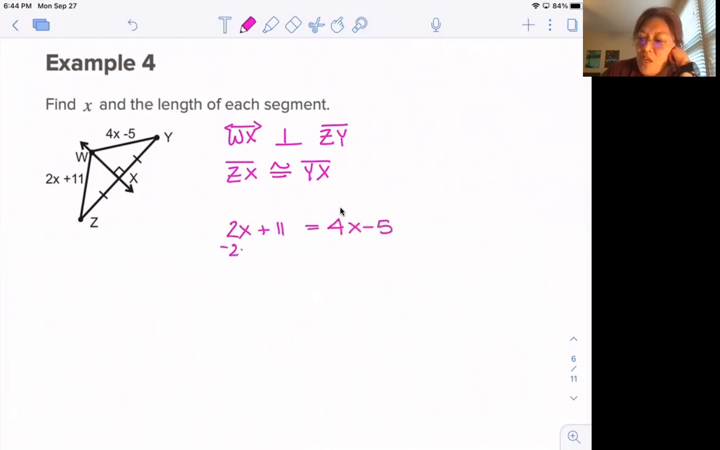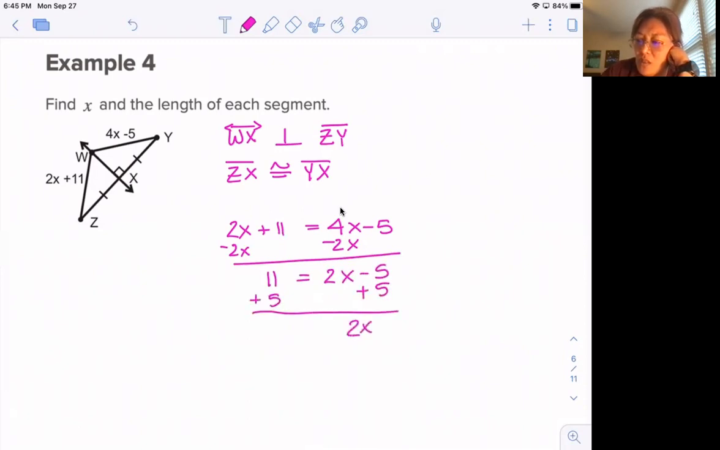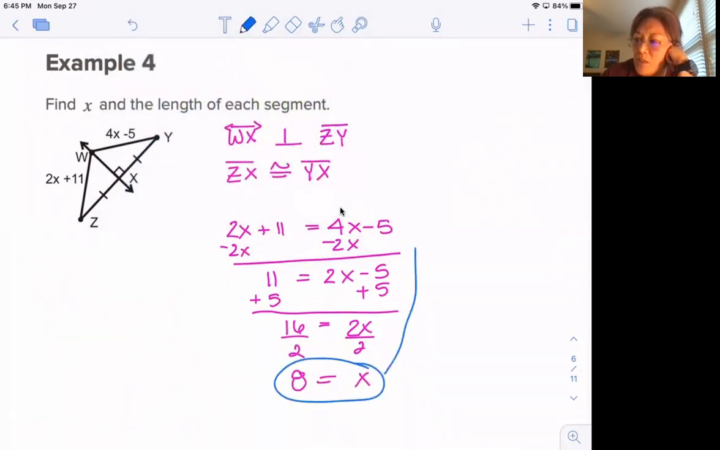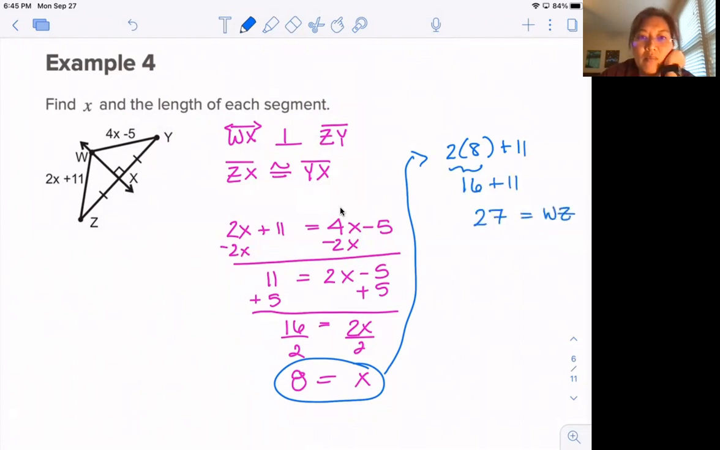We're going to go ahead and solve. I'm going to move the 2X so I keep my X's positive. Look at all these single variable equations, ladies and gents. 2x is equal to 16, divide by 2, x is equal to 8. Once we know x, substitute back in. Now let's find y. 2 times 8 plus 11. 16 plus 11 is 27, and that's WC. Kind of cool, huh?